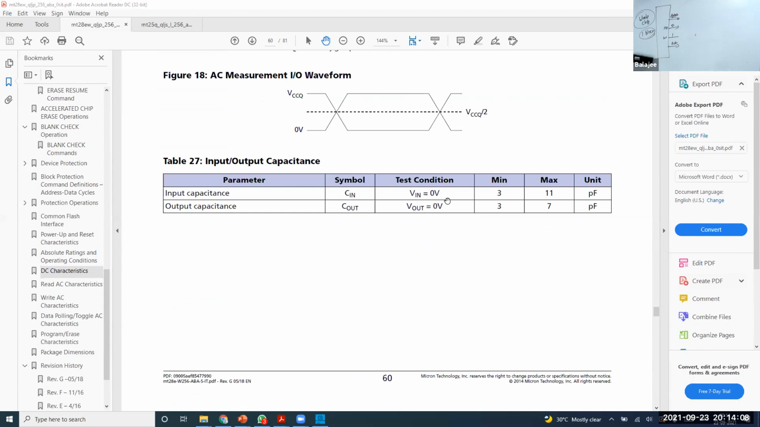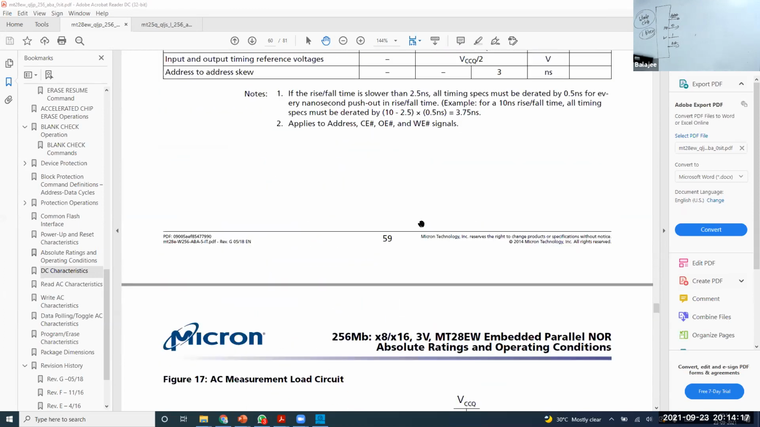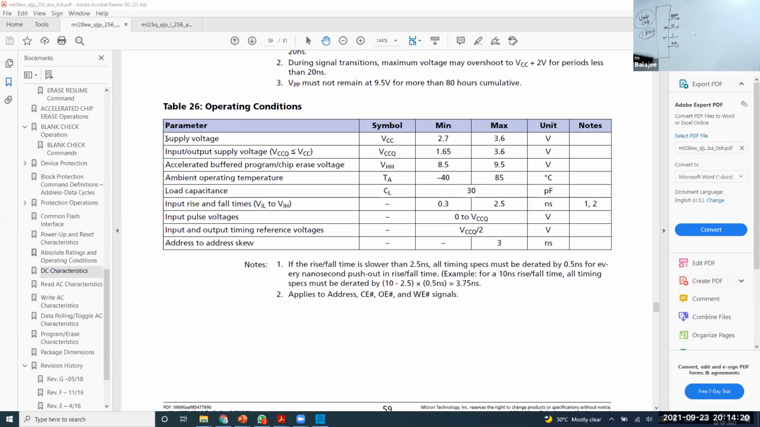Oh, this is very important. They say the input capacitance, how many picofarads? That's why, based on the rise time, the frequency is limited. Another important thing is the supply voltage. This is called the operating condition. You should give this flash 2.7 volts minimum, maximum 3.6. The input/output supply voltage you can give is 1.65 to 3.6. You understand? If you would like to give VHH, a high voltage, then you can program faster. That's another extra advantage here.